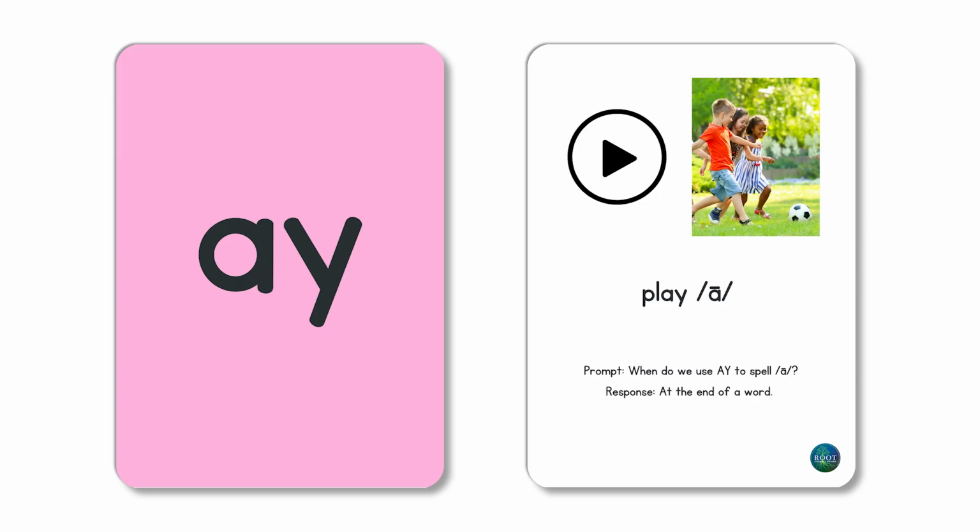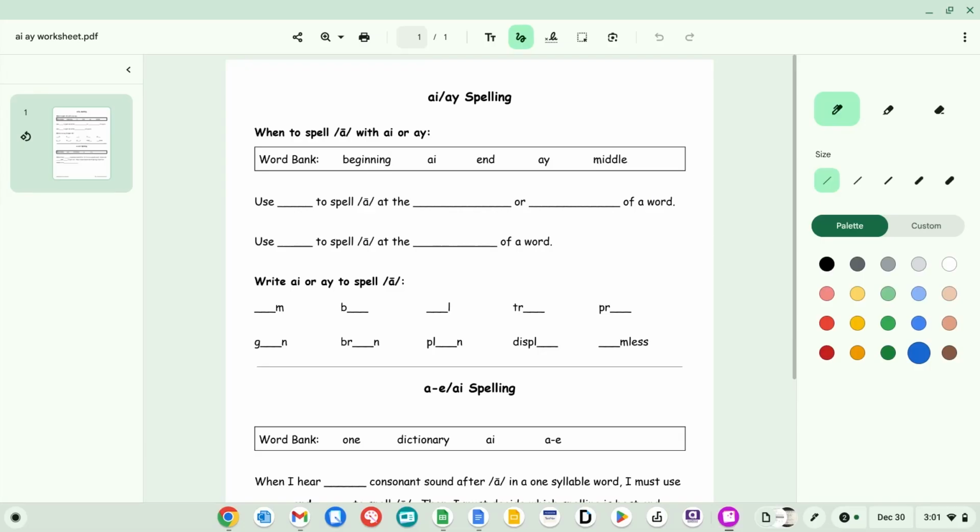And that's when I'll show them AY, play A. So play is the key word here. When we tap out play, it's P-L-A, and I hear that A sound at the end of the word. So we use AY to spell A at the end of the word. Then I'll show them a worksheet, something similar to this. And we just go over this again.